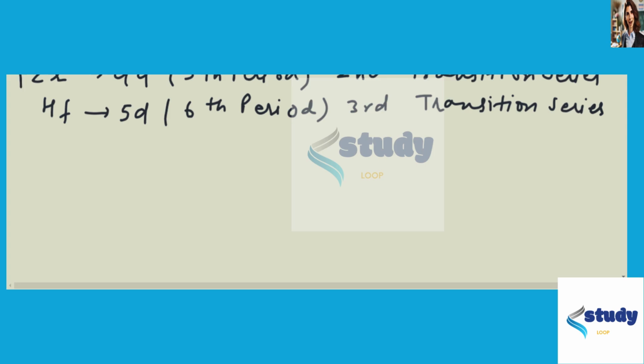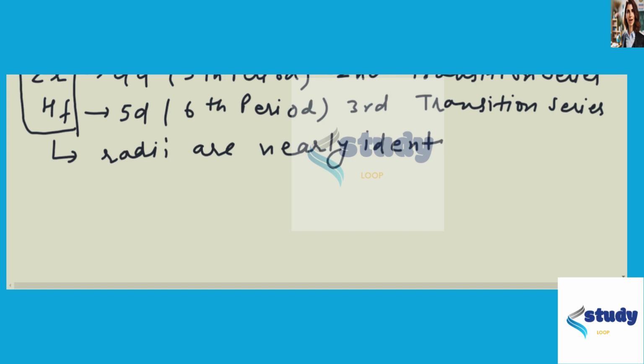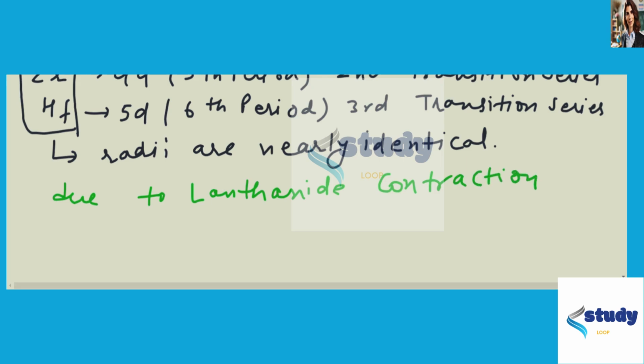So now the question is why their radii are nearly identical, or the same in size. The reason is the lanthanoid contraction. Due to the lanthanoid contraction, their radii are almost identical.